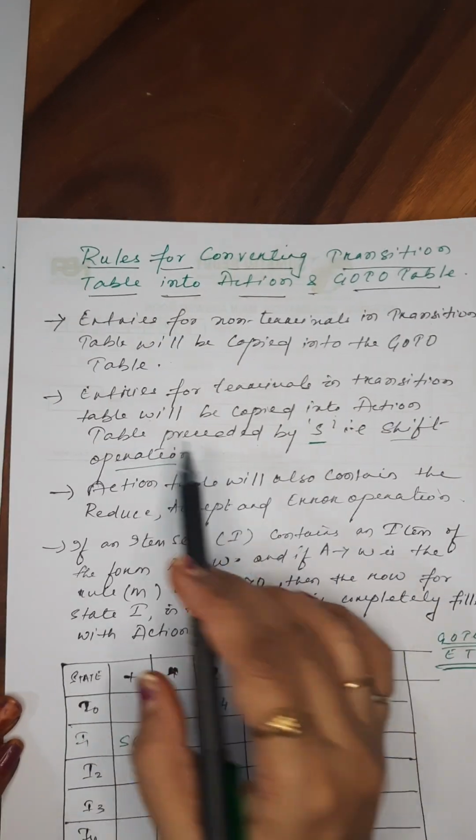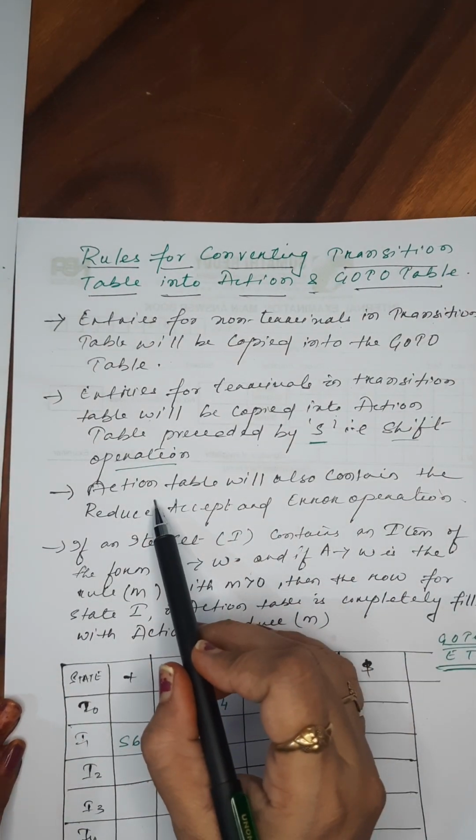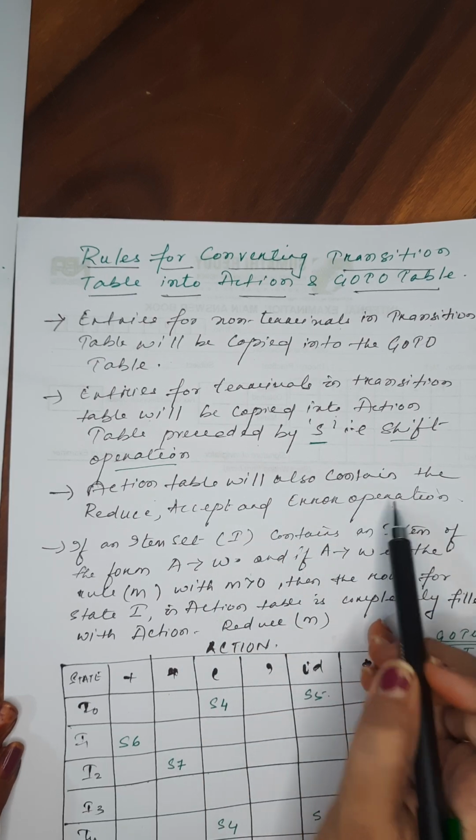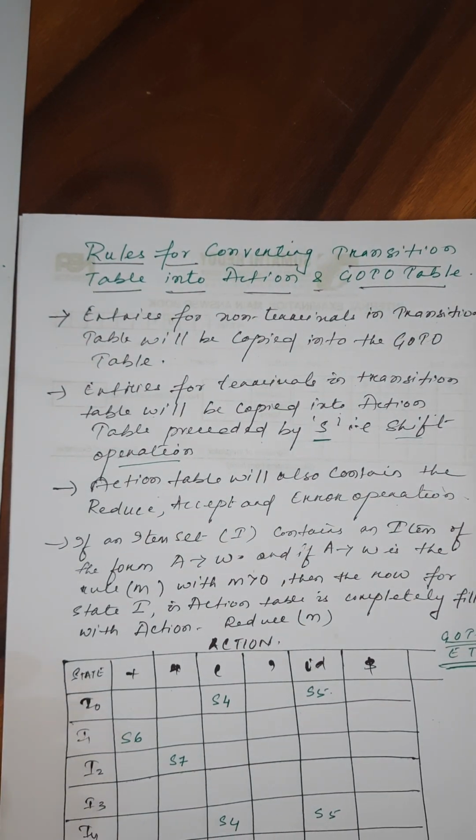Now what is this? This is your rule number 2. Then what is rule number 3? Action table will also contain reduce, accept and error operations. That we will see how we will do it.